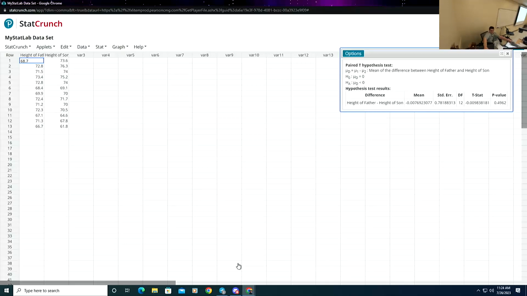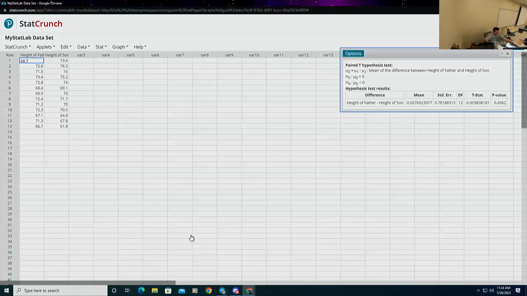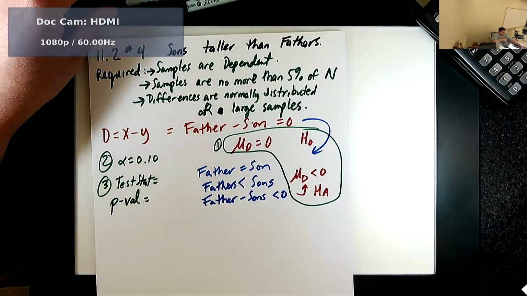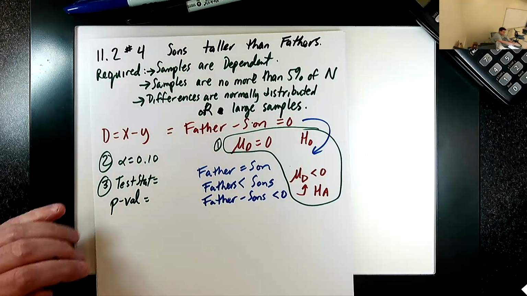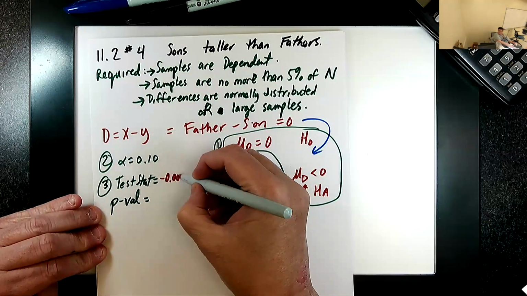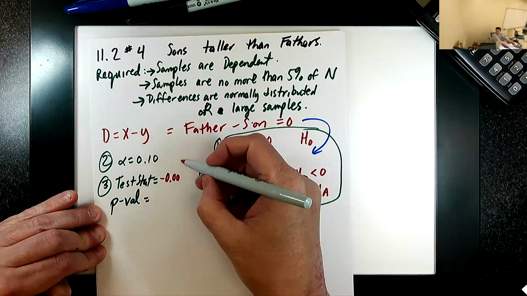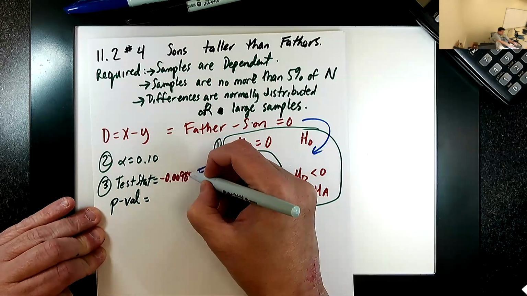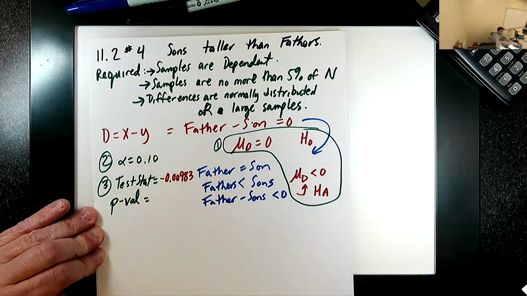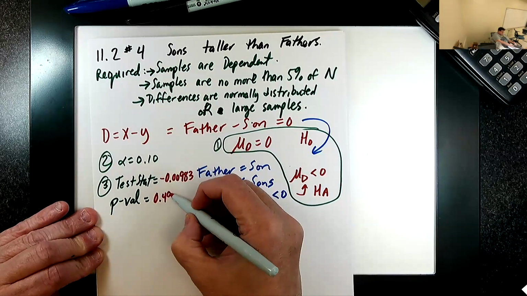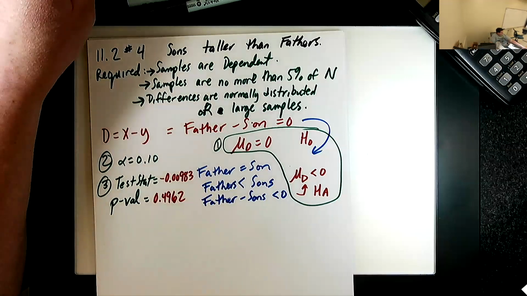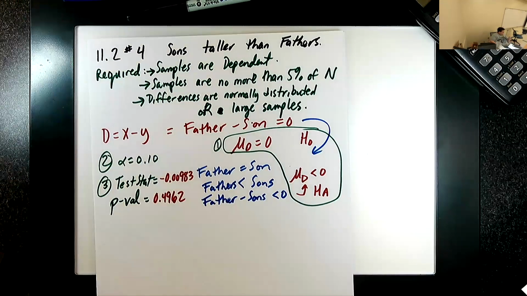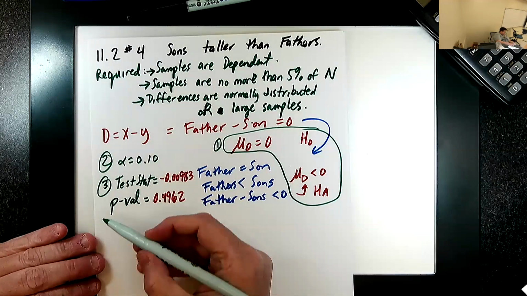If I do that, we get this test statistic. It might be easier if I write it down on a bigger value. I've got negative 0.00983. That should be enough. P-value is 0.4962. We're going to finish what's expected of you on the final first. It's not part of the question, but you'll see how it matches up with what they put.